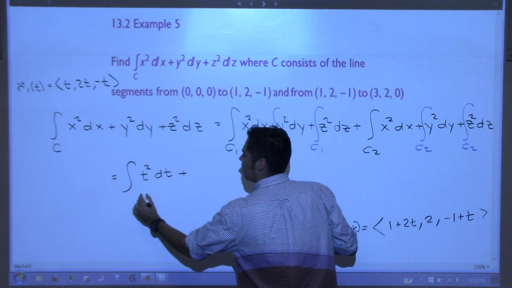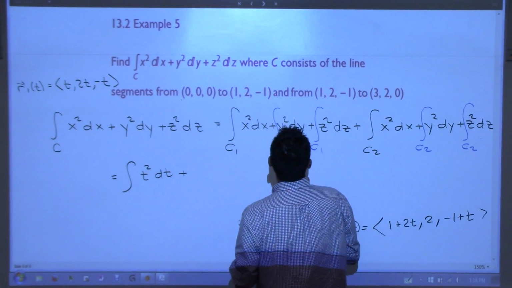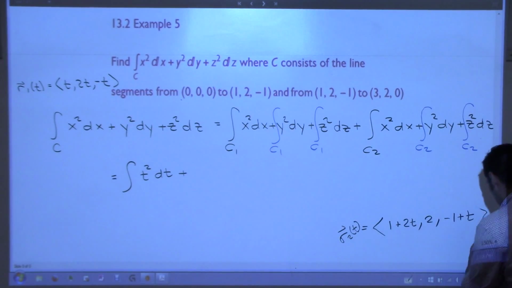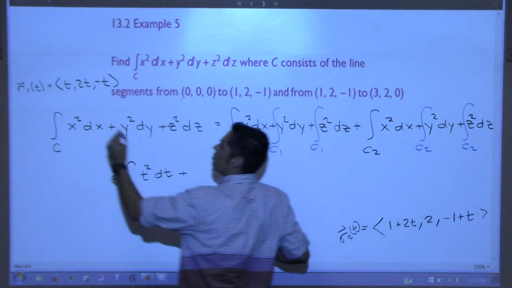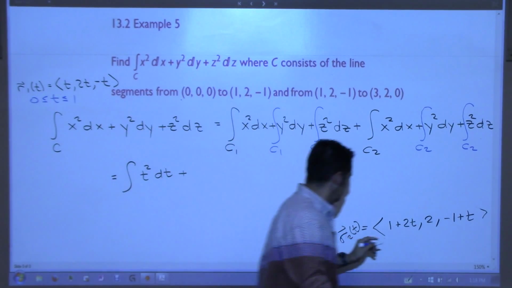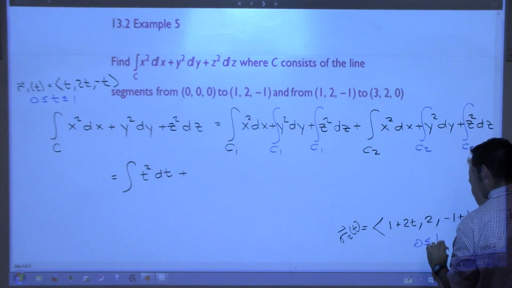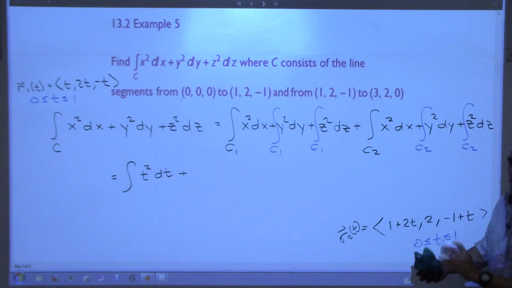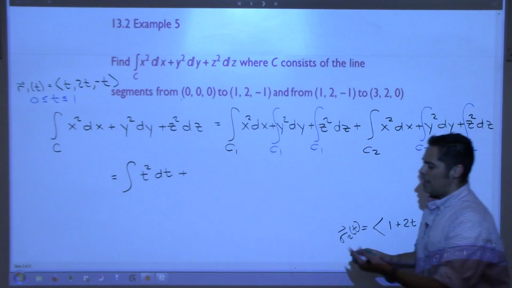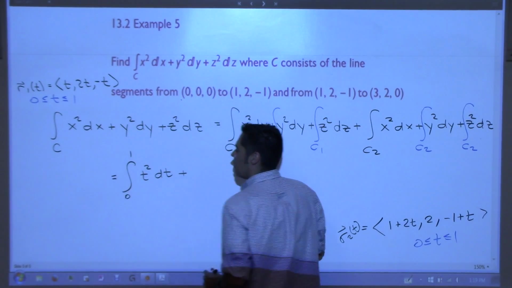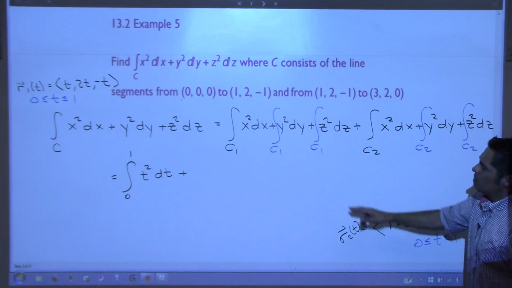Plus, what's my restriction on t? Ooh, I forgot to talk about that. Both of these are 0 to 1. Why is it 0 to 1? Because if you set it up the way that I've told you since the very beginning, then t will always go from 0 to 1. That's important because I need to put limits of integration on this. So 0 to 1.